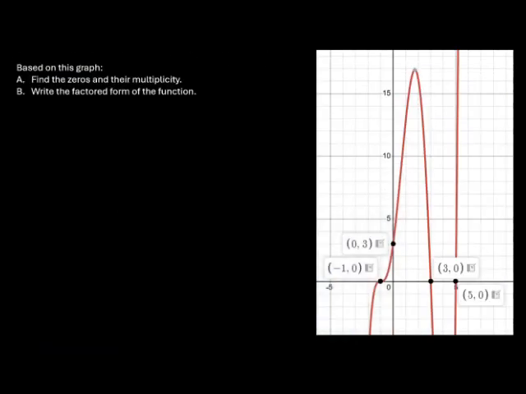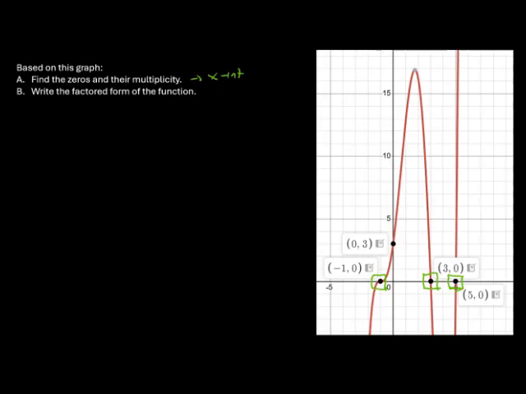Here we'll get some practice writing polynomial functions from a graph. Part A asks us to find the zeros and their multiplicity based on this graph. On this graph, we're going to look for the x-intercepts. On our graph, we have three x-intercepts. This dot at -1, 0, this other dot at 3, 0, and this final dot at 5, 0.